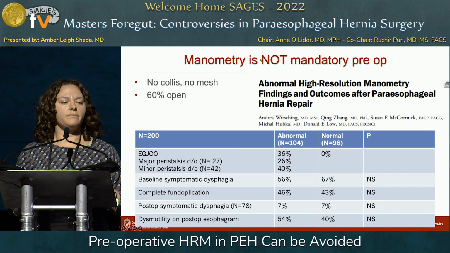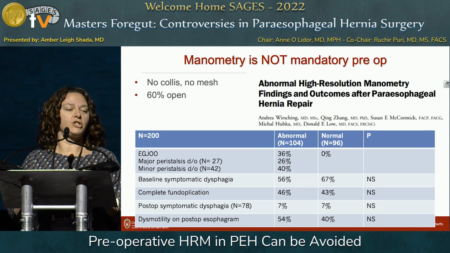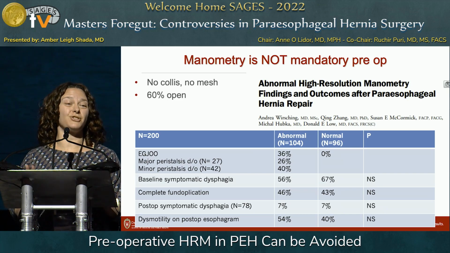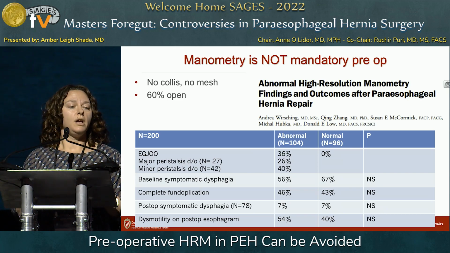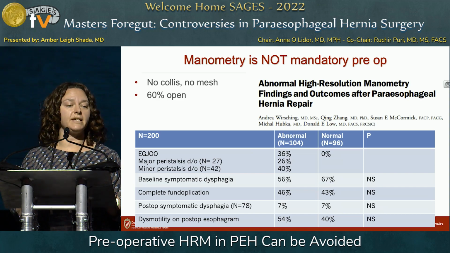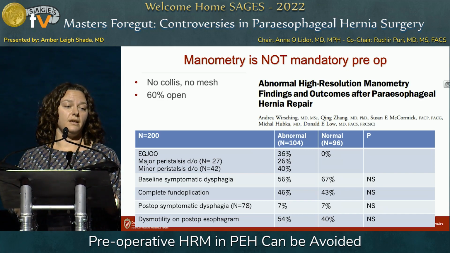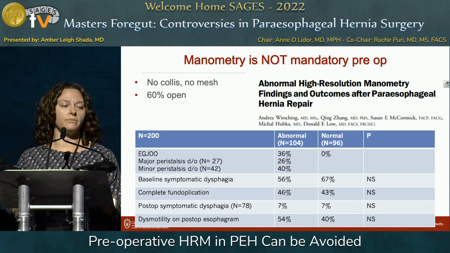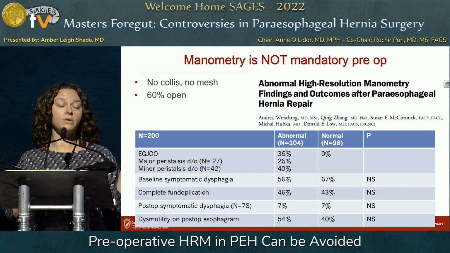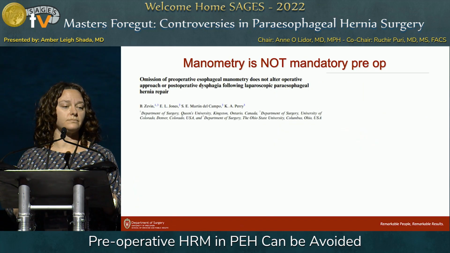among the disorders of peristalsis, EGJ outflow, so if you were there yesterday, you know that maybe that's a questionable disorder at all, because these are Chicago 3, not 4. And then major and minor disorders. And interestingly, you can see that the baseline dysphagia rate, 56 versus 67%, was the same in normal versus abnormal mano groups. And then the post-op symptomatic dysphagia rate was the same and was very low. So these patients do well, even if they don't have manometry.